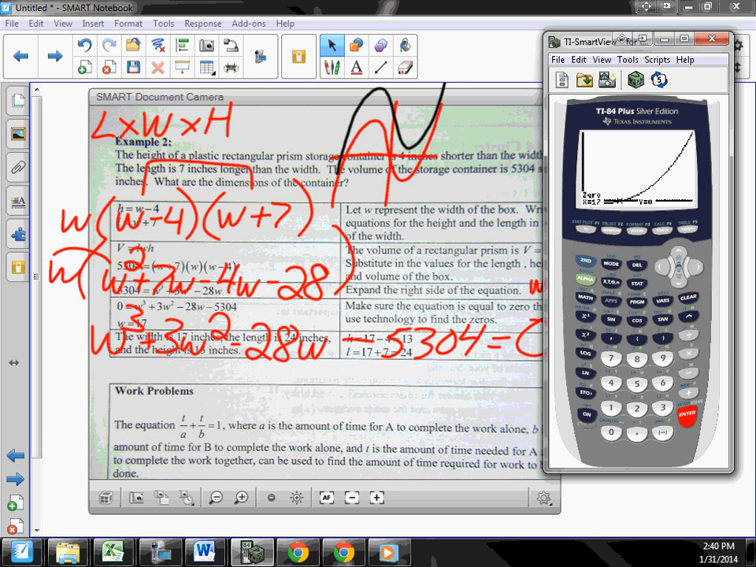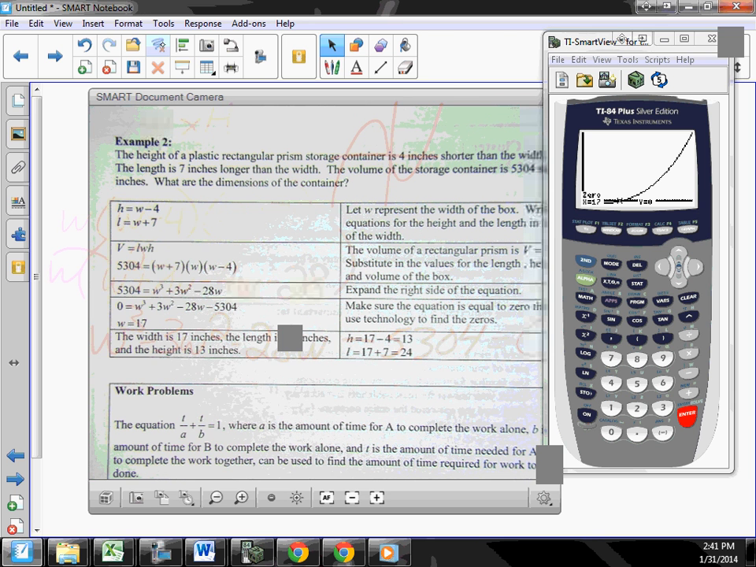Can I be sure that's the only answer? Yes, no? Well, you see how it's increasing and increasing? Because of that, we can be sure that this is the only positive number. There might be negative roots that we can't see, or there might not. We don't know. But the answer here is 17, so it asks, what are the dimensions of the container?